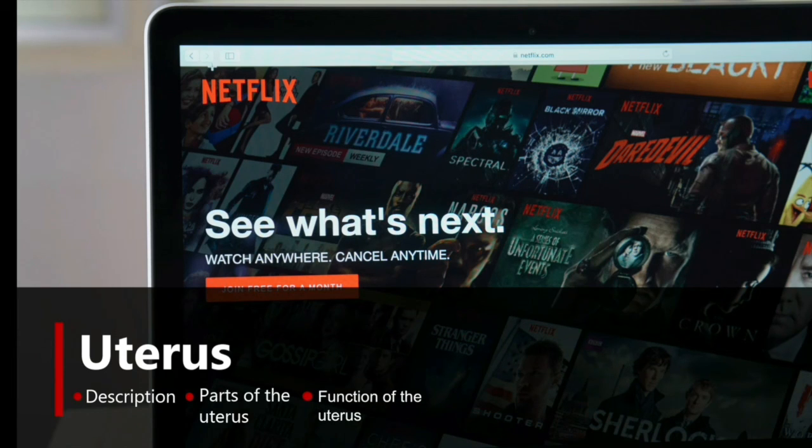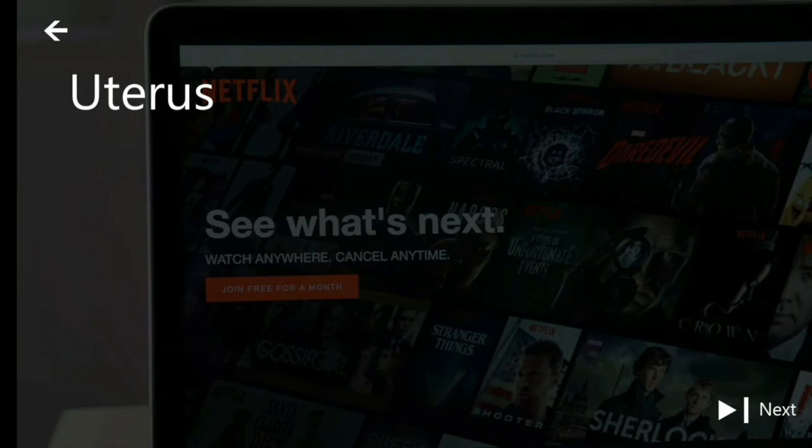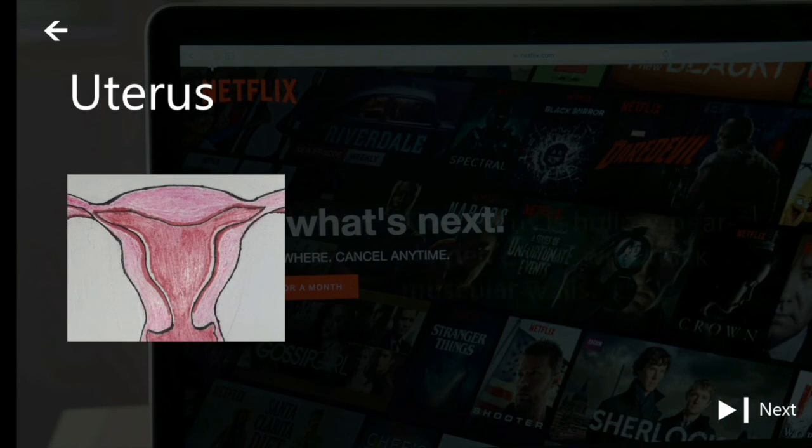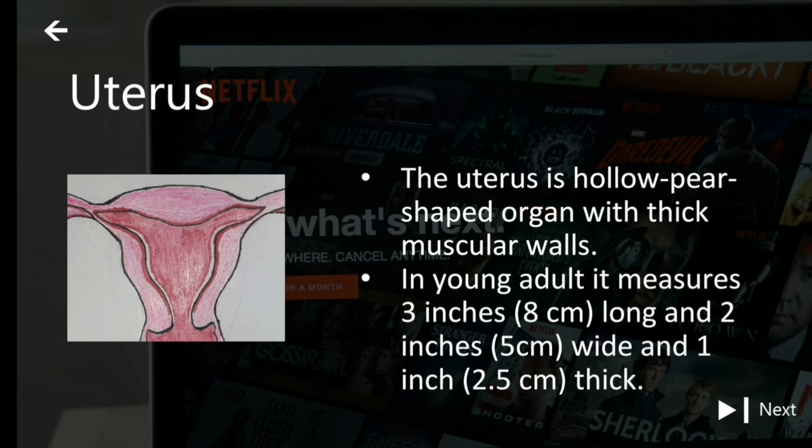Next is the uterus. We'll be talking about its description, parts, function, position, and structure. The uterus is a hollow pear-shaped organ with thick muscular walls. In a young adult, it measures 3 inches long, 2 inches wide, and 1 inch thick.